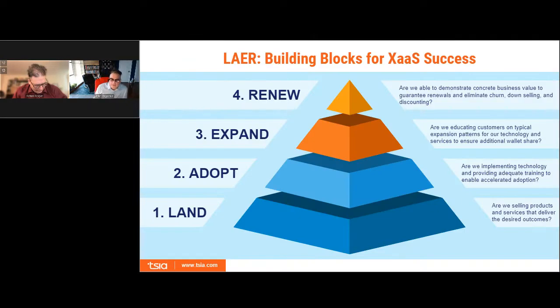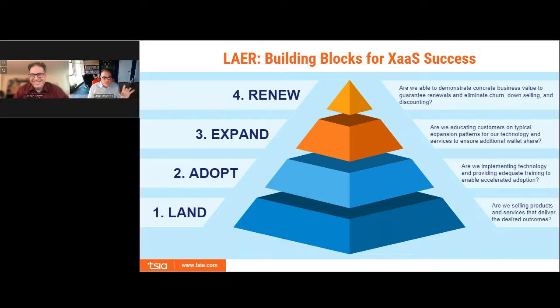So Adrian and I have done a lot of webinars previously focusing on how communities can drive adoption and also expand selling. But today we're going to focus in on the land and renew. I've got to put the obligatory lawyer slide. It is a TSIA webinar.